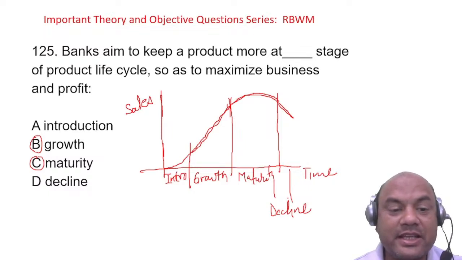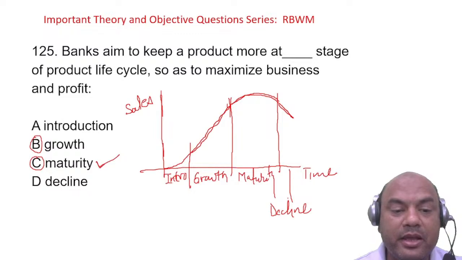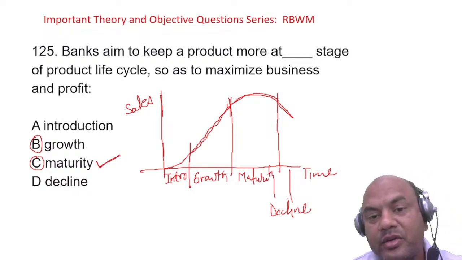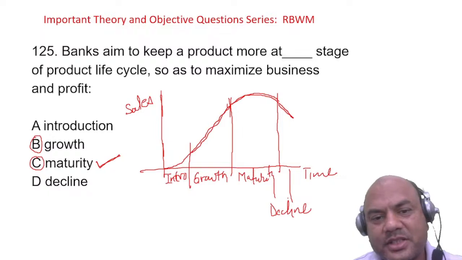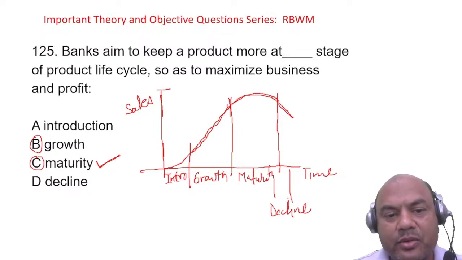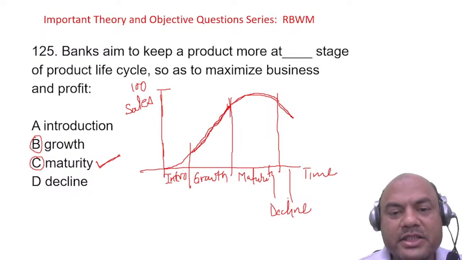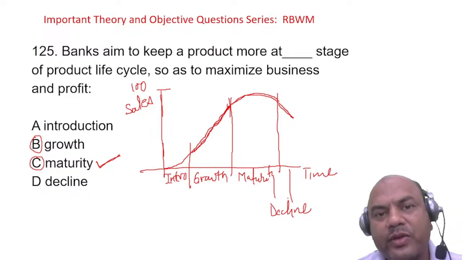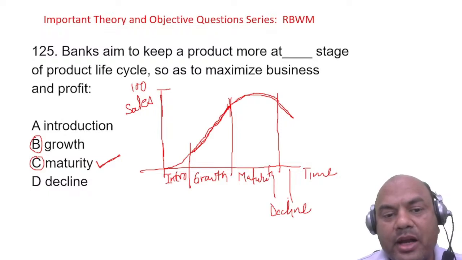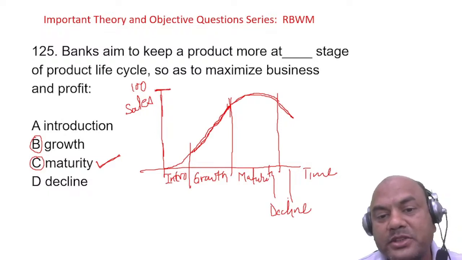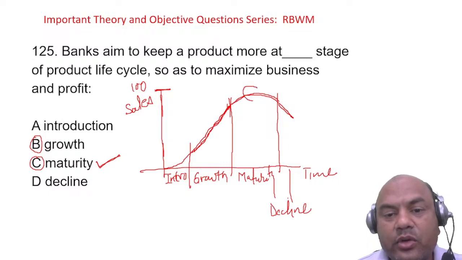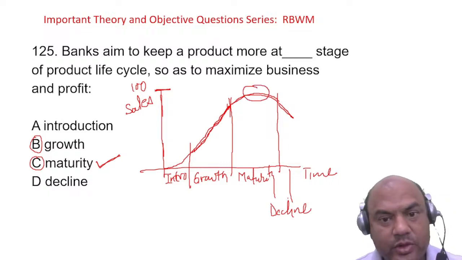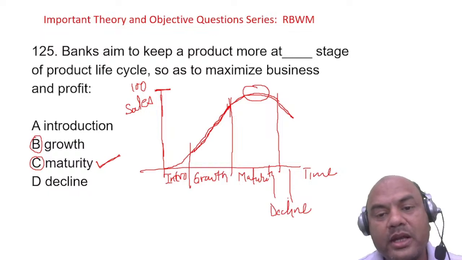The answer is C. Many of you have typed B, but the answer is C. Why? Let's say this sales is 100 over here, and this sales is somewhere here; it is increasing, but it will be less than 100. So if I am the owner of any company, I'll try to make my sales 100 because I want maximum money. So I'll always try to keep my product at the maturity phase, nowhere else.